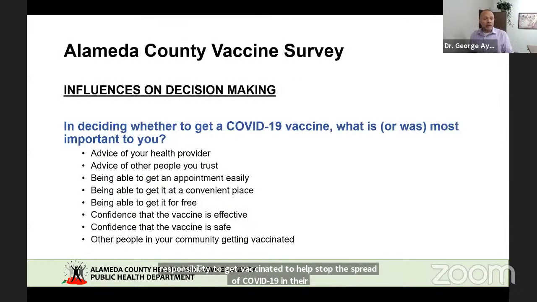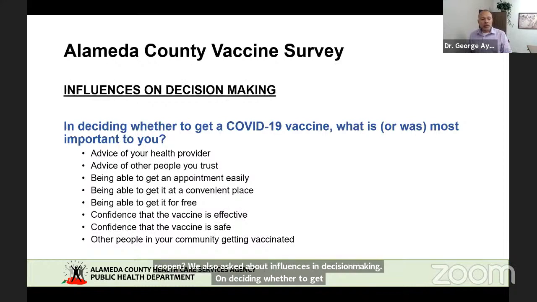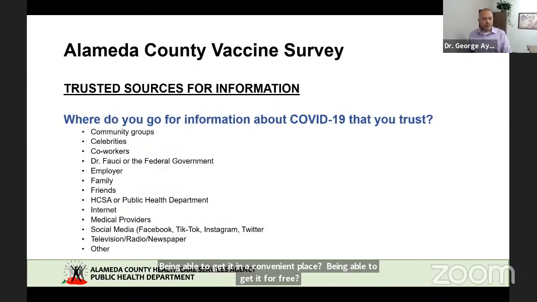We also asked about influences on decision-making. In deciding whether to get the COVID-19 vaccine, what is or was most important to you? Advice of your health provider, advice from other people you trust, being able to get an appointment easily, being able to get it in a convenient place, being able to get it for free, confidence that the vaccine is effective, confidence that it's safe, and other people in your community are getting vaccinated.